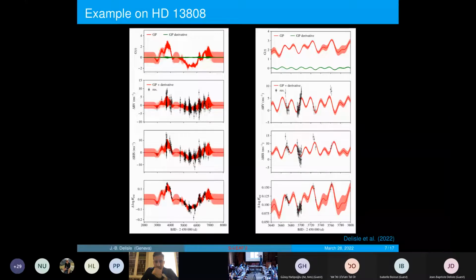And we see that the time series of the Gaussian process for each indicator or radial velocity is slightly different because we have this coefficient in front of the Gaussian process and the coefficient in front of the derivative. So we can go beyond a simple linear detrending of the radial velocity by the indicators. But we have still some constraints from the indicators to model the radial velocities.